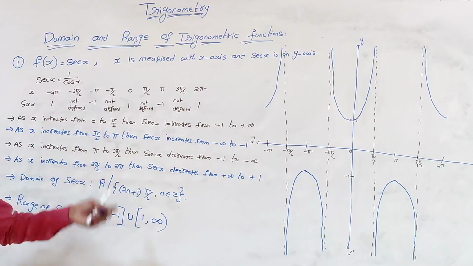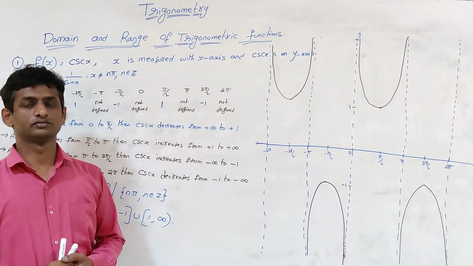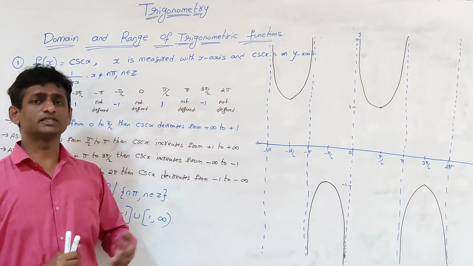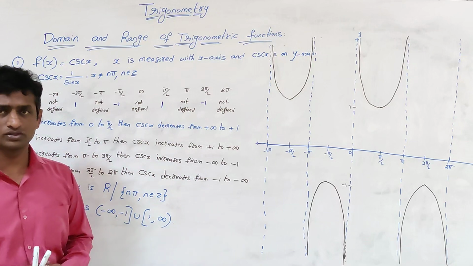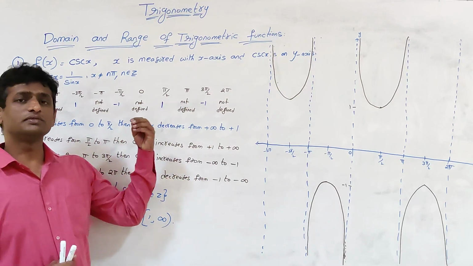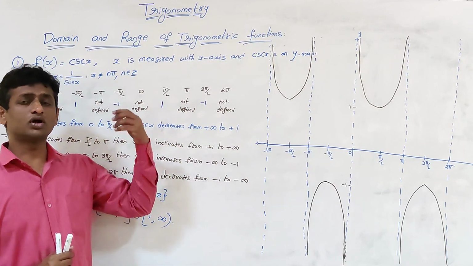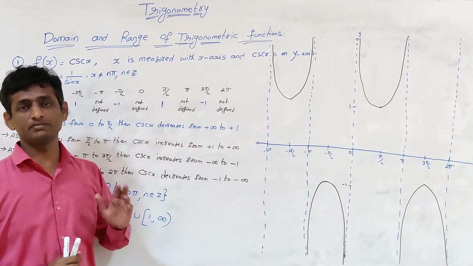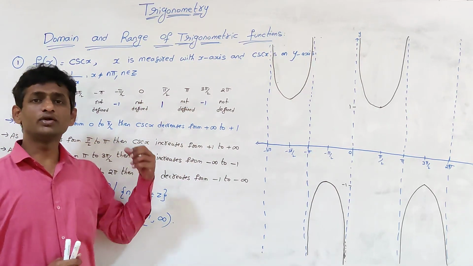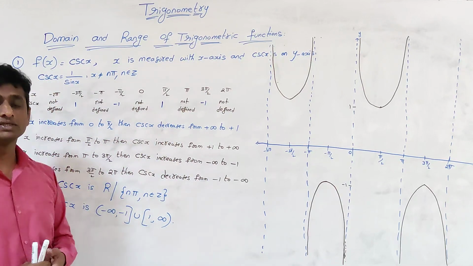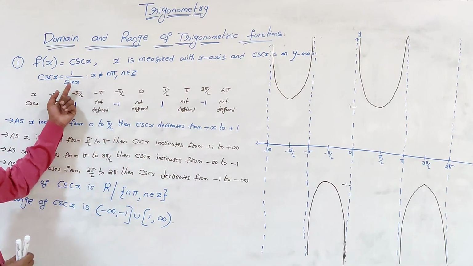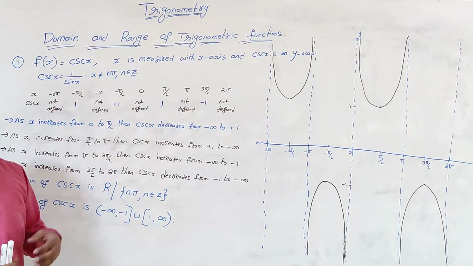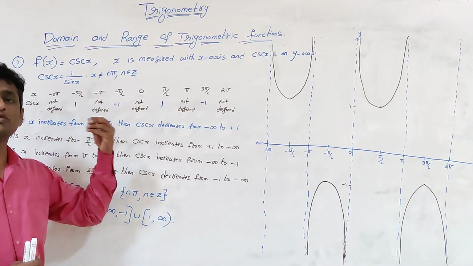Next we'll go for the cosecant x. Next trigonometric function, cosecant x. Cosecant x can be written as 1 by sin x. Again, it is similar to cot x, that is, cot x is cos x by sin x. Means in both the functions, the denominator is the same, that is sin x. In order to define cosecant x, the denominator should not be 0. But for what values of x is it 0? It is 0 at multiples of pi.